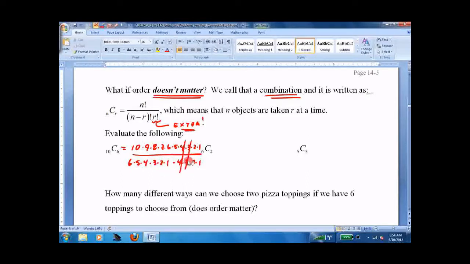These cancel, and I'll cancel the 6 and the 5. I'll cancel the 4 times 2 and the 8. And I'll cancel the 3 and a 3. We end up with 3 times 7 times 10, 210. Challenging stuff. See if you can do the next 2 on your own.